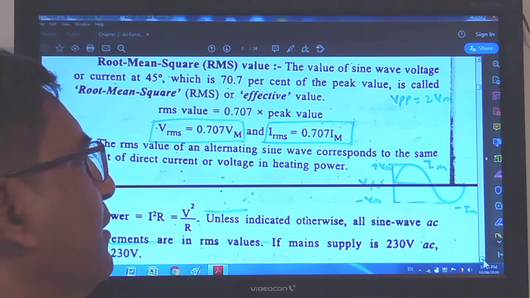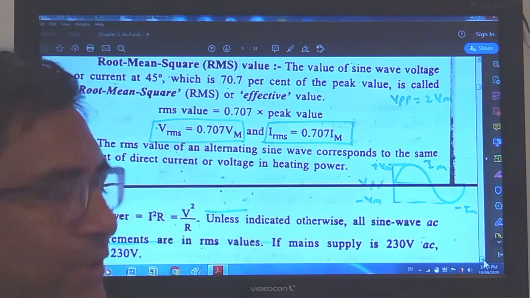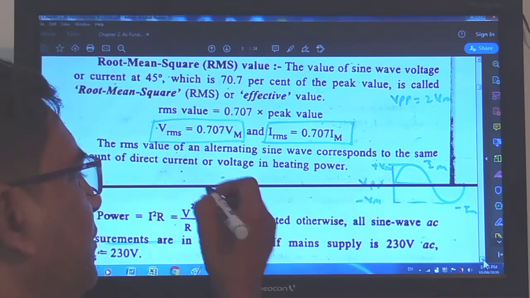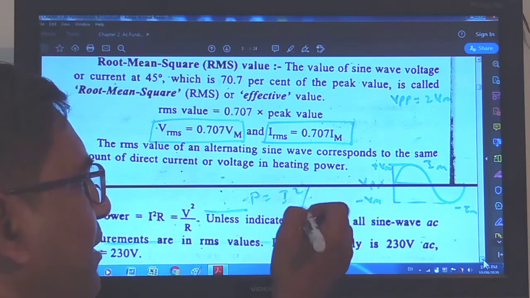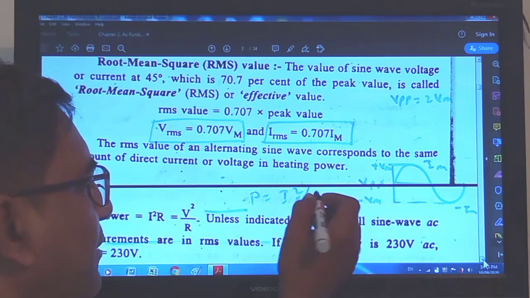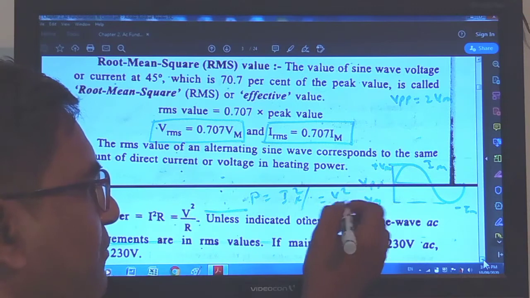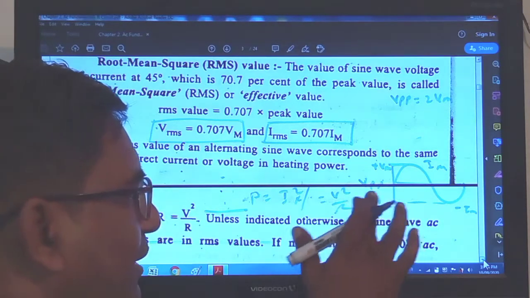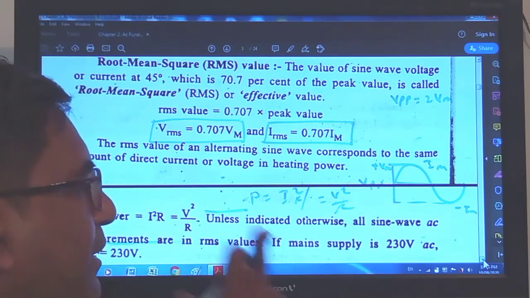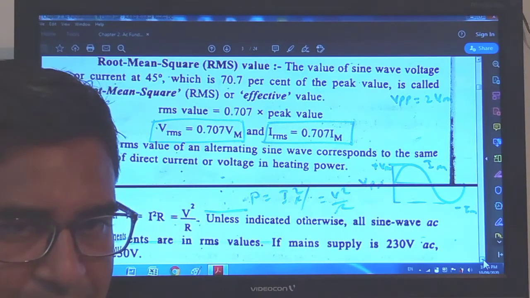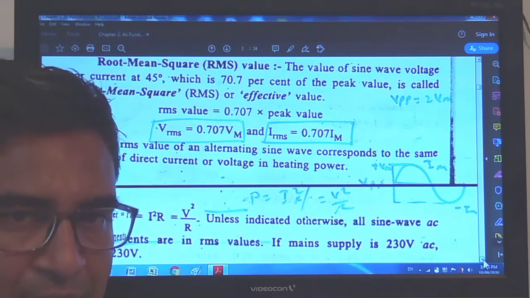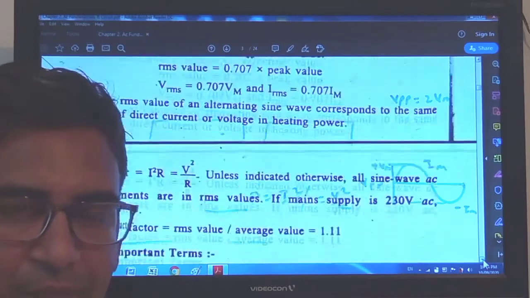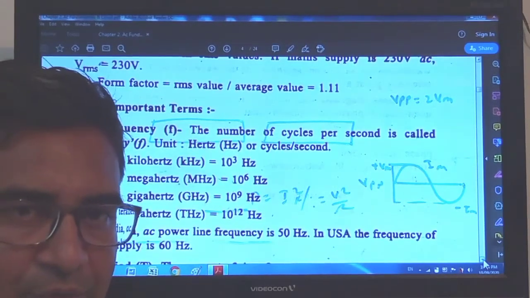Okay students, the power, indicated with P, is equal to I square into R. It is a standard formula. P is equal to I square R, which is also equal to V square by R. So when you indicate this value, all the sine wave AC measurements are in the RMS value. The main supply, that is 230 volt, is the RMS value you are getting.